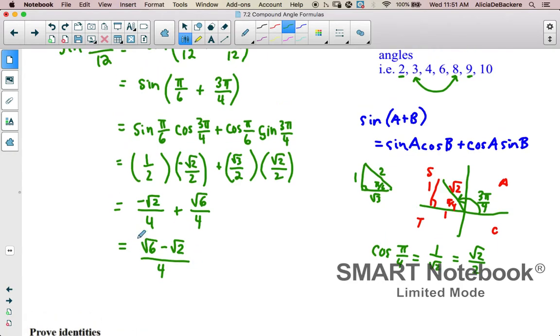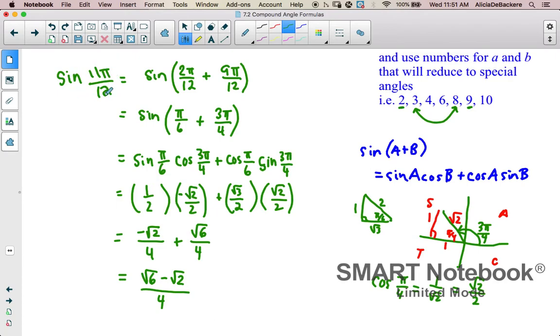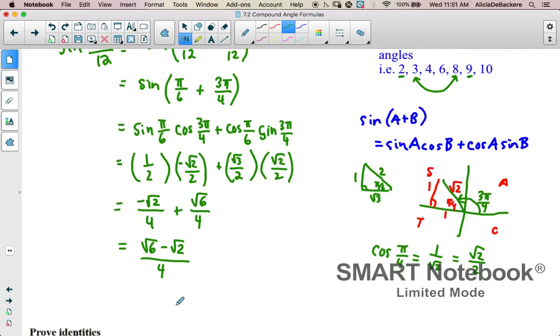You could check your answer for this question by typing sine of 11 pi by 12 into your calculator, writing down the decimal in your margin, and then typing root 6 minus root 2 in brackets, and then all of that divided by 4, and you should get the same decimal.